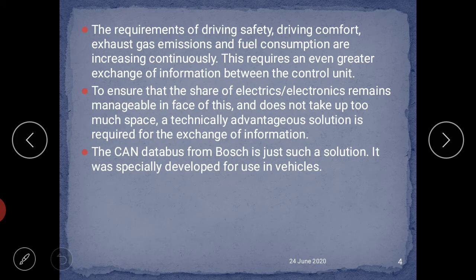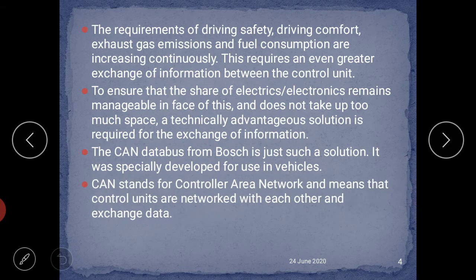So who first developed the CAN bus? Bosch. The CAN data bus is a solution from Bosch. It was specially developed for use in the vehicle. Firstly, they used this system in the vehicle. Further, in the automobile sector, in the military sector, in manufacturing sectors, in robotics sectors, CAN bus systems are nowadays used. In computer network systems, CAN bus is there.